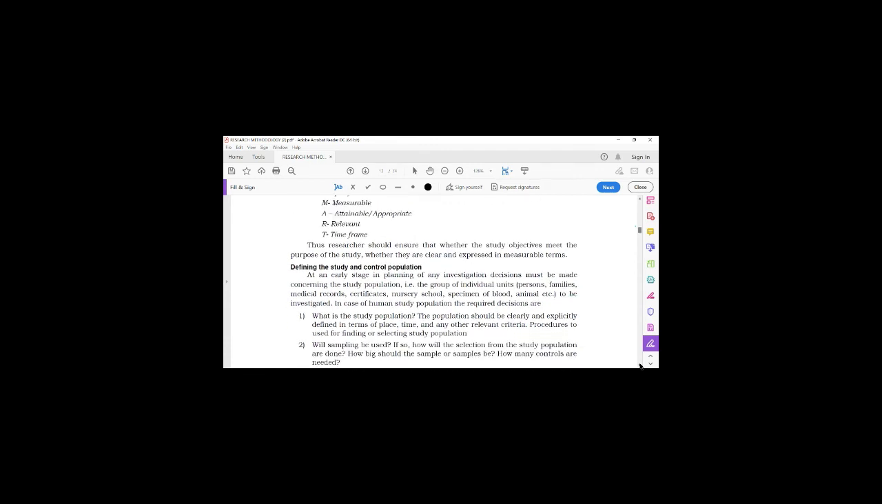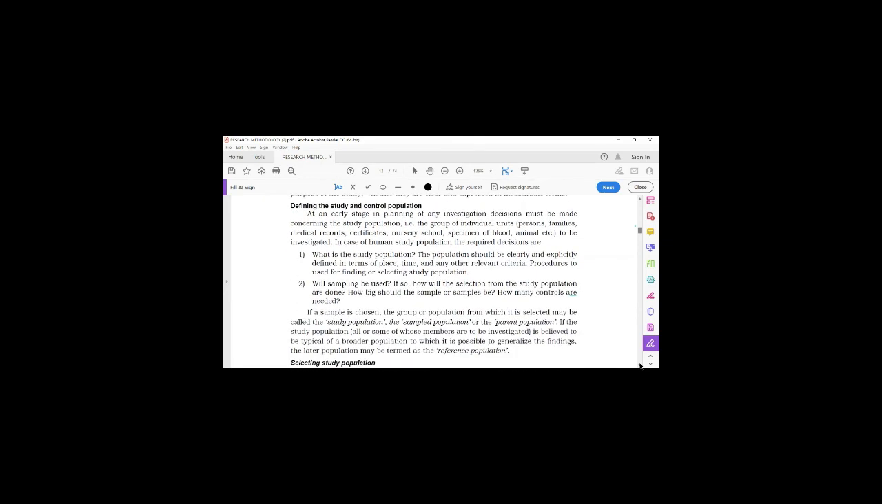So for doing any research study in public health, you have to define the study. You have to identify the study population. The population should be clearly and explicitly defined in terms of place, time, and any other relevant criteria. Then you have to define whether sampling would be helpful or not. If sampling would be helpful, what type of sampling? How will the selection from the study population be done? How big should the sample size be? How many control groups will be required in order to see the effects?